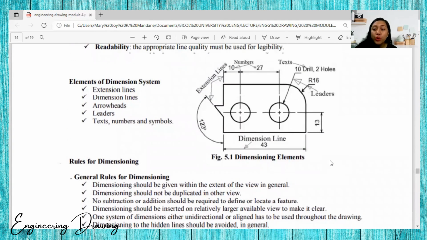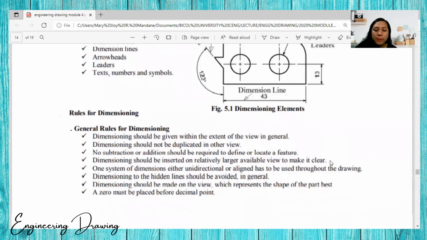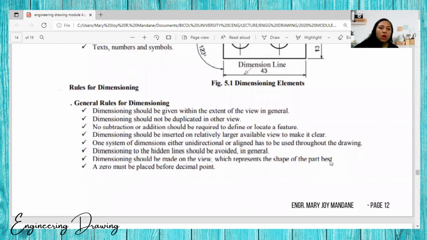Usually, we use 0.3 for all the dimensions. Thin lines lang po tayo. Okay? So there's a rule. There are rules for the dimensioning.